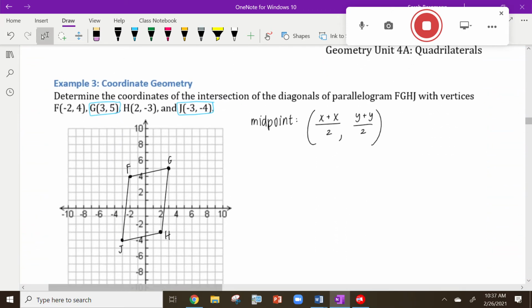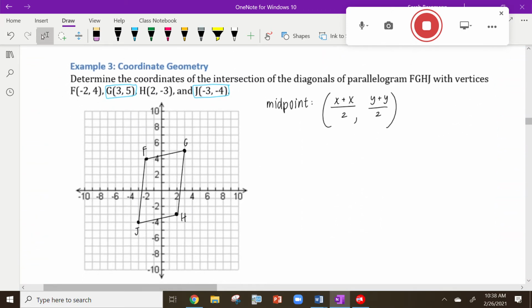Next, we're going to look at a parallelogram on the coordinate plane. It says, determine the coordinates of the intersection of the diagonals of parallelogram FGHJ with these vertices. Go ahead and plot the vertices and label them. That's the first step. Next, since we are trying to find the coordinates of the intersection of the diagonals, I know that these diagonals are going to cut each other in half. So wherever they meet is the midpoint of FH, and it's also the midpoint of JG.